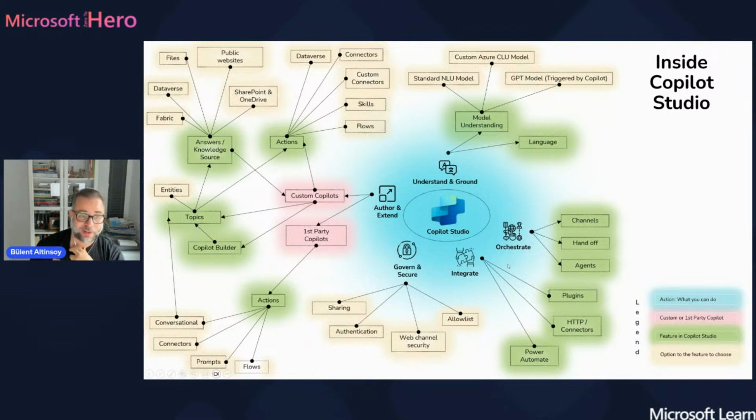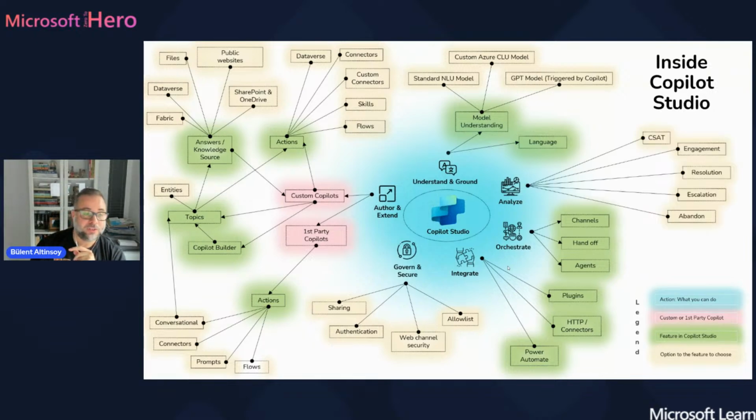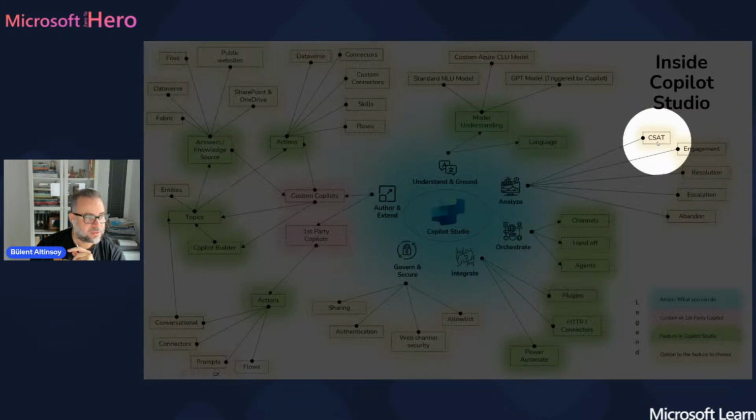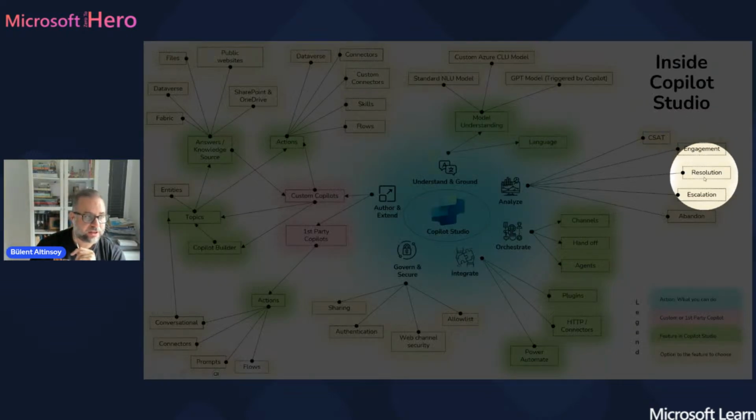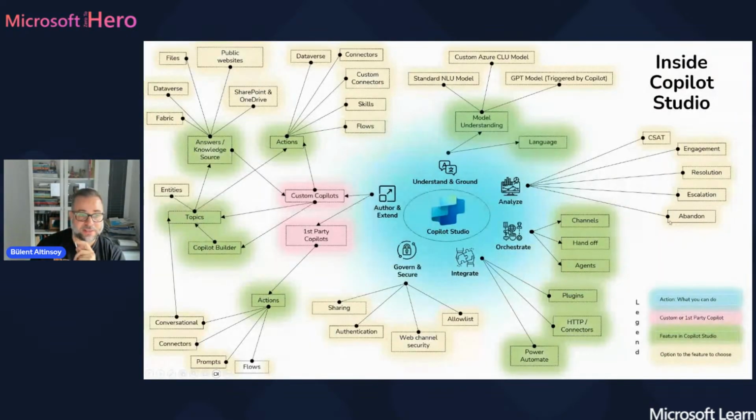Last but not least, talking about agents, I leave it like this at the moment. I have a dedicated slide where I explain that in a bit more detail, because I think this is super necessary. Analyzing your Copilot is also very important. You need to understand the customer satisfaction score, and also engagement, resolution, escalation, and abandon as statistics, just to see how well your Copilot is performing in the real world. This is a feature still coming from the old Power Virtual Agents, but it's super helpful to understand if you need to tweak your Copilot.